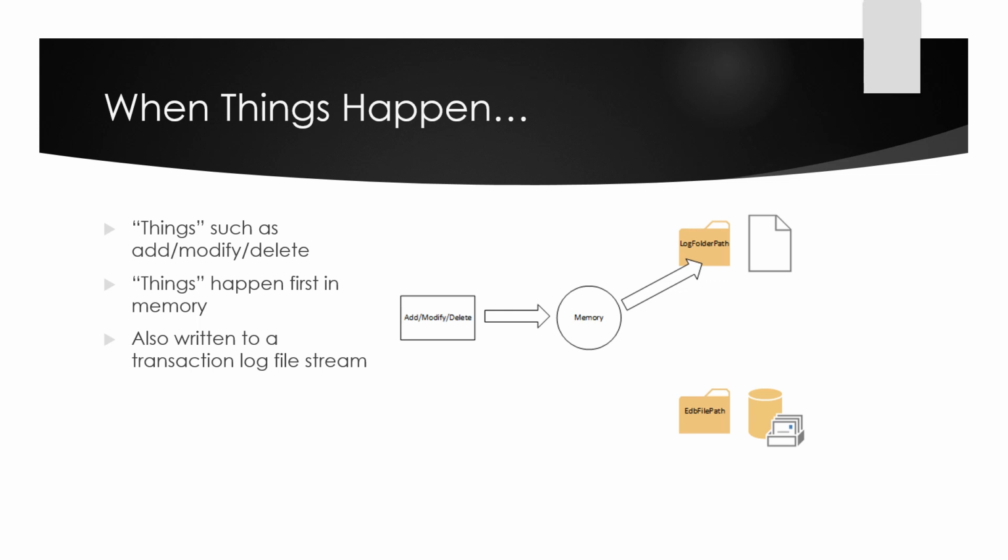So those sort of things such as add, modify and delete operations happen first in memory on the server, and they're also written to a transaction log file stream. And by file stream, what I basically mean is a number of files, 10, 100, 1,000, depending on how much actual activity is going on in the server. And all of those individual files make up one transaction log file stream for that database. And there is one transaction log file stream per database on the server.